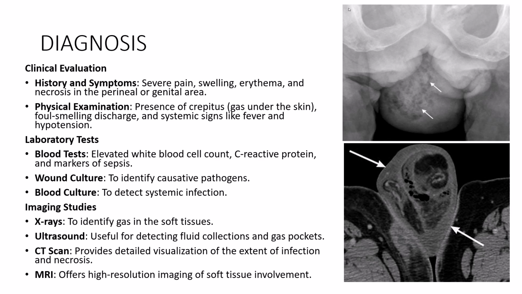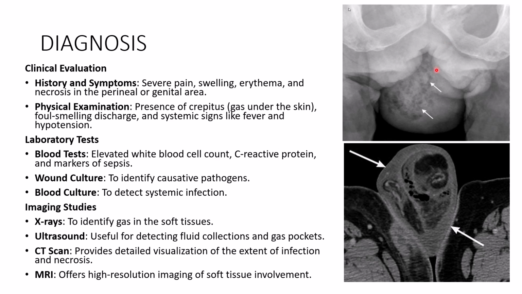When you go for the lab tests, we firstly go with the blood test. So how do we go with the blood test? We run the WBC count, we go for CRP protein, and we also check for the markers of sepsis. We do wound culture so that we identify the causative pathogens, and then the blood culture to detect the systemic infections. For the imaging studies, we do an X-ray.